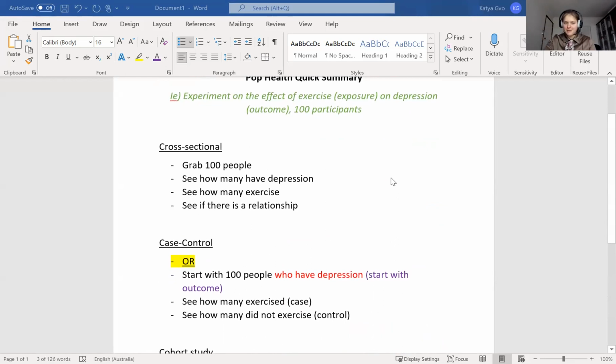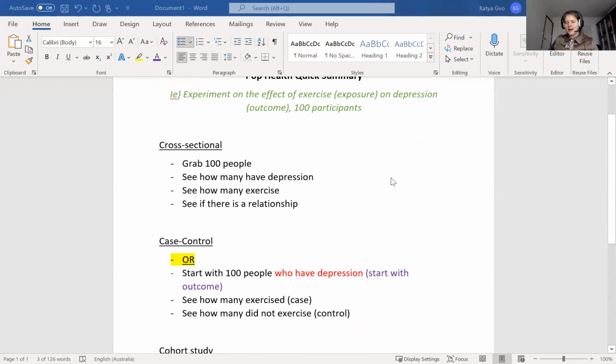If that's my experiment, in a cross-sectional, I would just go out and grab 100 random people, and I would calculate how many are depressed, how many exercise, and then see if there's some sort of relationship. Pretty much cross-sectional just shows you if there's a connection. It doesn't show you what causes what, because I've just grabbed 100 randos and saw if they're depressed or exercise, if there's a connection.